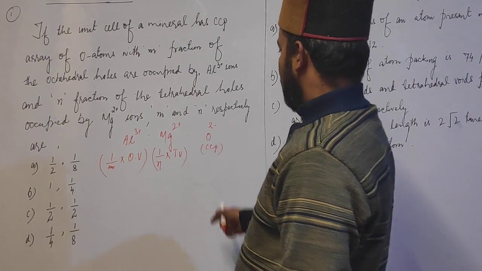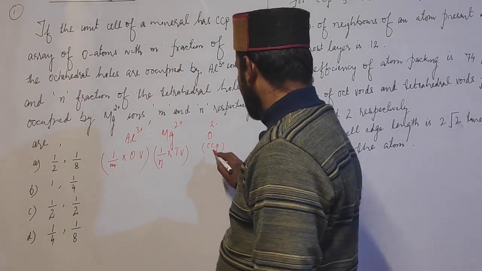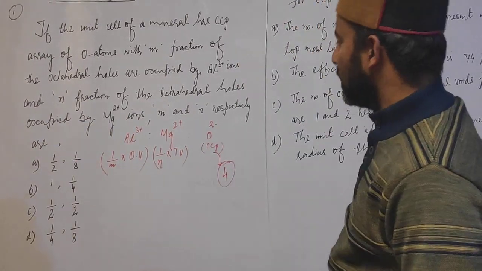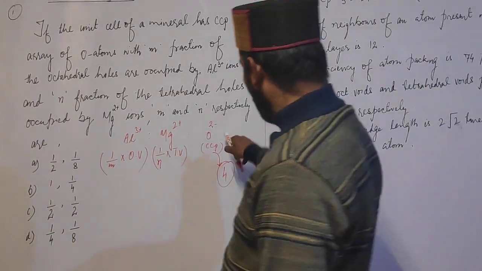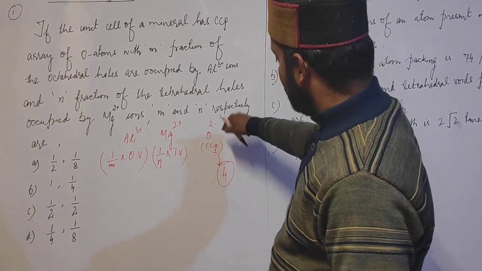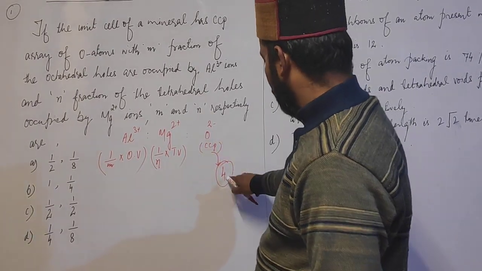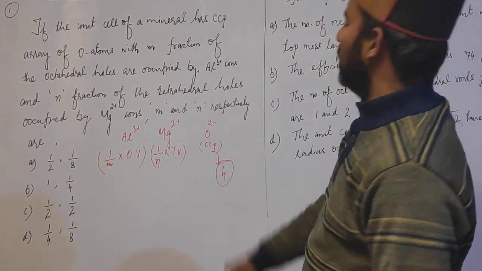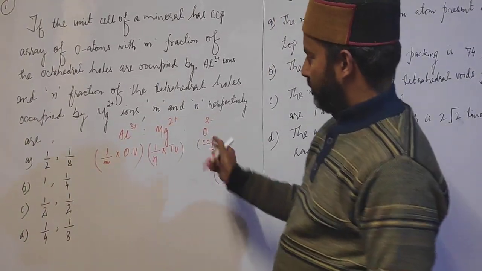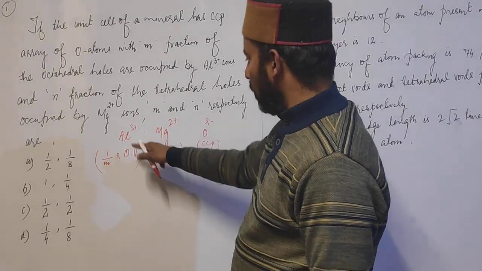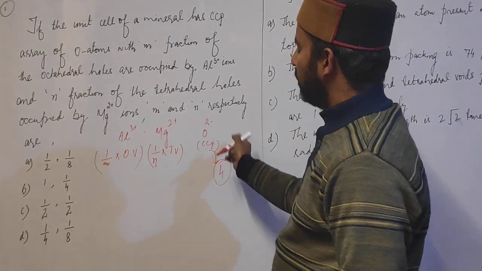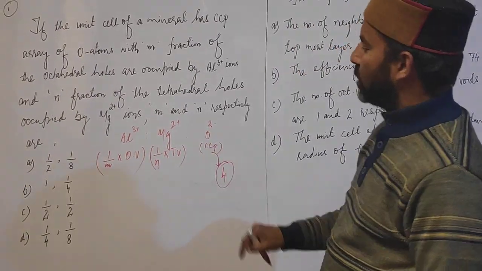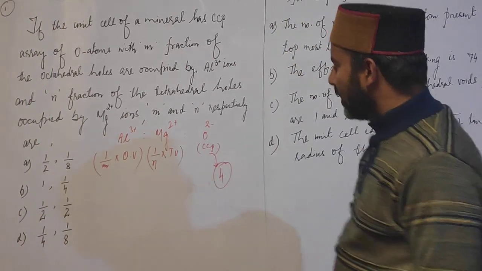see, we have oxide ions. How many? Since oxide ions are in CCP, we have 4 oxide ions per unit cell. So the total charge due to oxide ions in this lattice will be 4 into -2, that is -8. Now students, we know that overall a crystalline solid or ionic solid is electrically neutral, which means the total positive charge should be equal to the total negative charge.